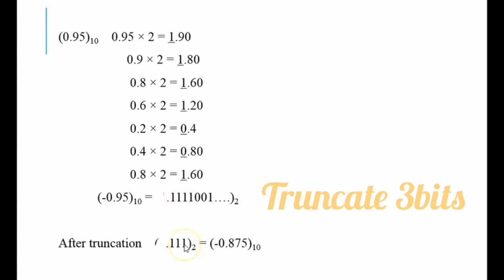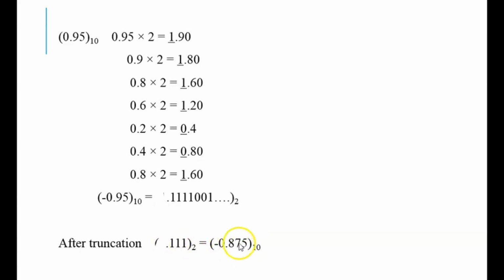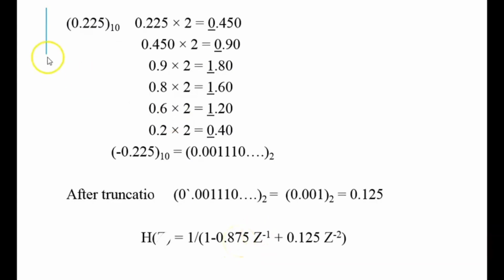How to convert binary to decimal? I will give the details in the description box, you can refer to it. 0.1 represents 0.5, 0.01 represents 0.25, and 0.001 represents 0.125. If you add these three values, you will get 0.875. Okay, next coefficient is 0.225. Since it is a decimal value, you have to multiply it by 2. If you multiply it by 2, you will get 0.450.